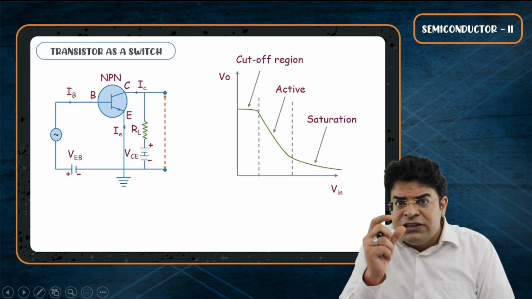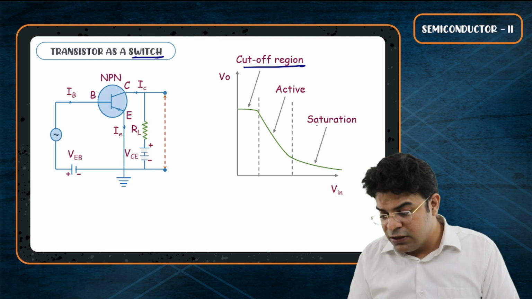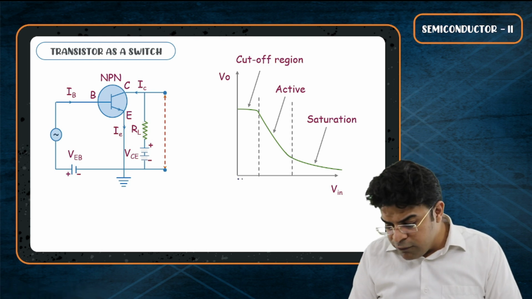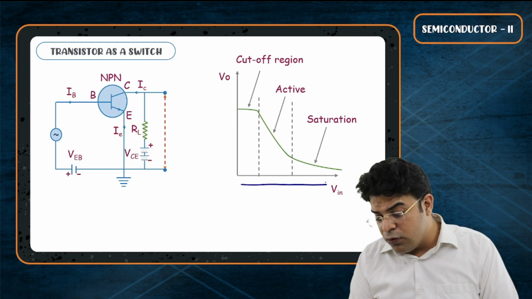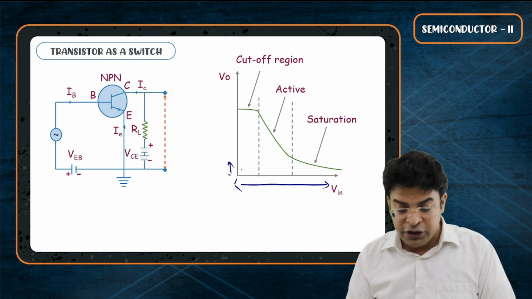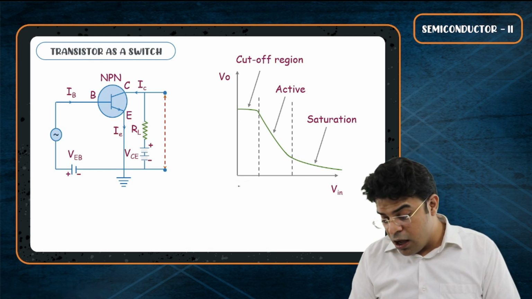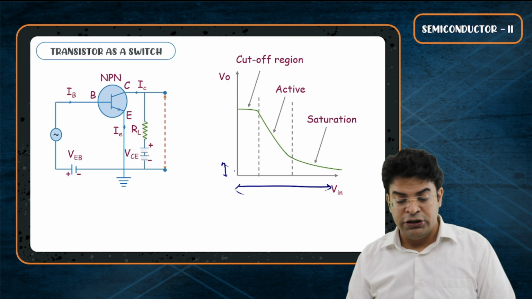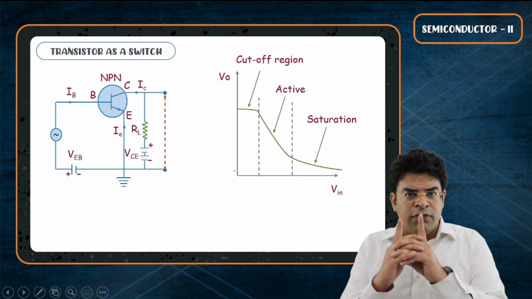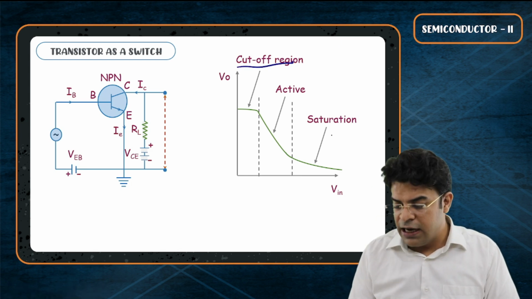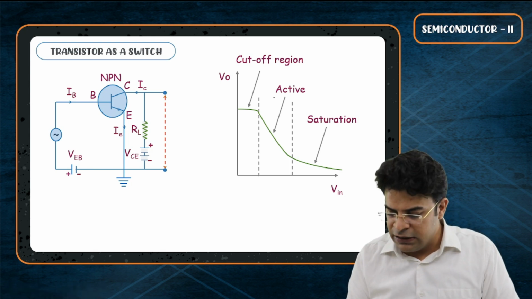So how does the transistor work as a switch? The transistor works as a switch in the cutoff region and in the saturation region. For a low value of input voltage, you get high output voltage. And for a high value of input voltage, you get low output voltage. So when the input is 0, the output is 1. And when the input is 1, the output comes out to be 0. And this is said to be the transistor working as a switch. So the transistor works as a switch in the cutoff region and in the saturation region. The transistor works as an amplifier in the active region.